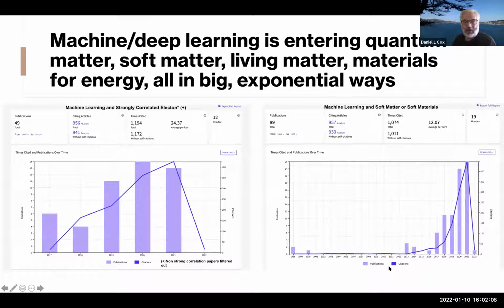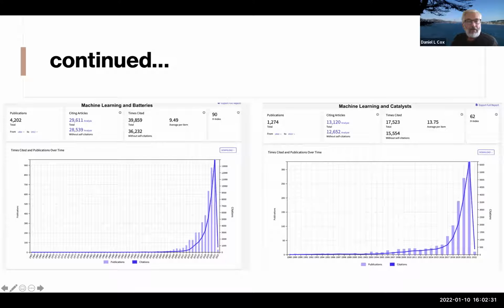Machine learning is entering, whether we like it or not, machine learning is definitely entering quantum matter, soft matter, living matter, and materials for energy, and all in big exponential ways. This is a chart from correlated matter showing an exponential ramp up of machine learning papers. This is a plot from soft matter showing an exponential ramp up of machine learning papers. This is machine learning in batteries right here.